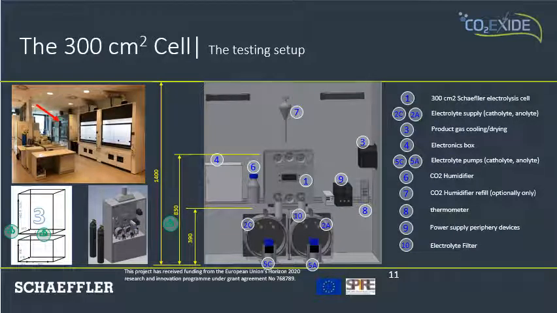The cell setup for the demonstrator, including the periphery components, is shown in the slide. In the centrum of the assembly, the 300 square centimeter cell is located. Below the cell, the electrolyte supply, inclusive the pumps, is installed. The electrolyte supply is equipped with a filter unit. On the right side of the electrolyzer cell, the power supply for the periphery devices and the thermometer is located. On the left side of the electrolyzer cell, the CO2 humidifier and the electronics box is installed. The fume head is furthermore equipped with an optional CO2 humidifier refill and a product gas cooling and drying spot.